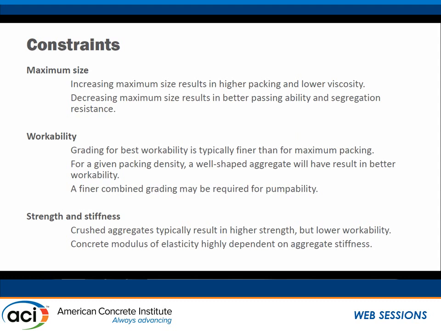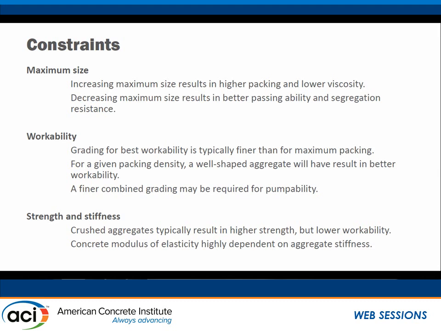So to go into a little more detail about those constraints, we have the maximum size. It's well known that as we increase the polydispersity, or the range of sizes, and the diversity of sizes that we have, we will result in higher packing density and lower viscosity. So that's a good thing. We want to have a broader range of particle size, but we're limited based on passing ability, based on ACI requirements for maximum aggregate size. And we also know that as we increase the maximum size, our potential for segregation increases. So we have to keep that constraint in mind.